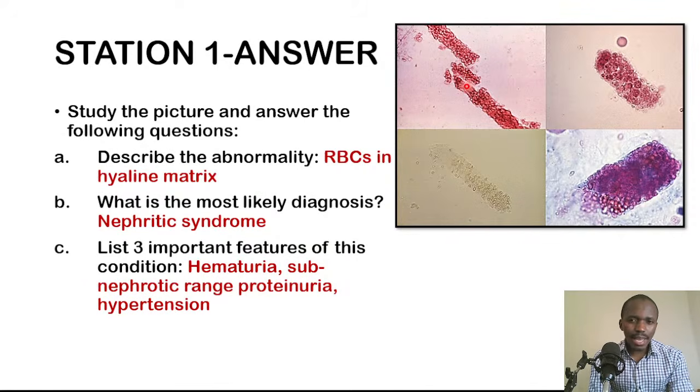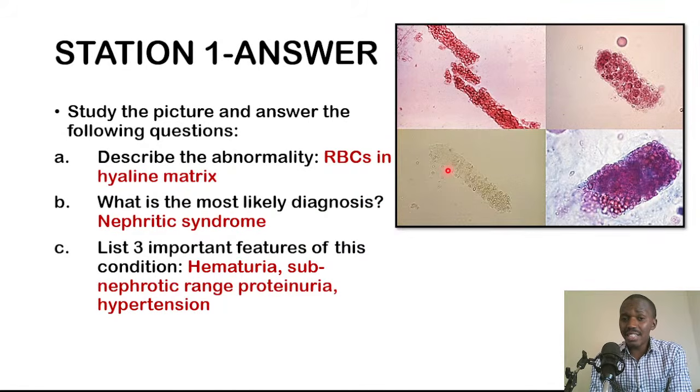Remember that the red cell casts are signifying that there is some sort of inflammation and some sort of damage happening at the level of the glomerulus. Because of this inflammation, the glomerulus is bleeding and the cells pass through the renal tubule, and that's how it ends up having this shape that looks like a pencil. Some people refer to this as a pencil-shaped structure. So it's your red blood cells in a hyaline matrix, and this is going to be diagnostic of nephritic syndrome.